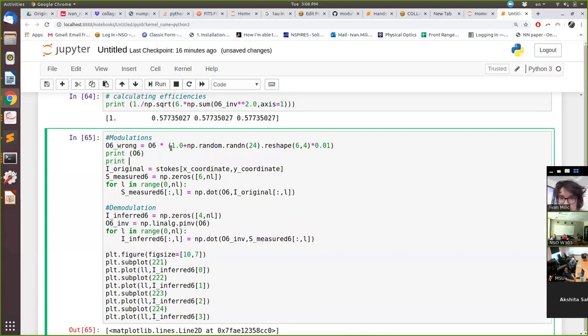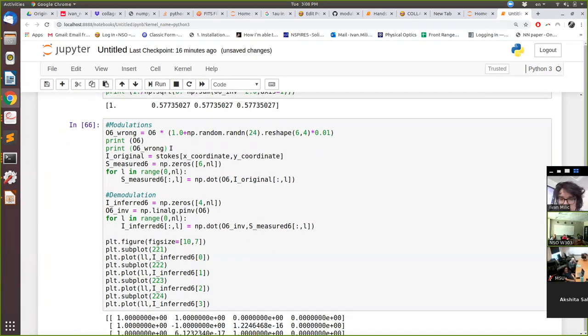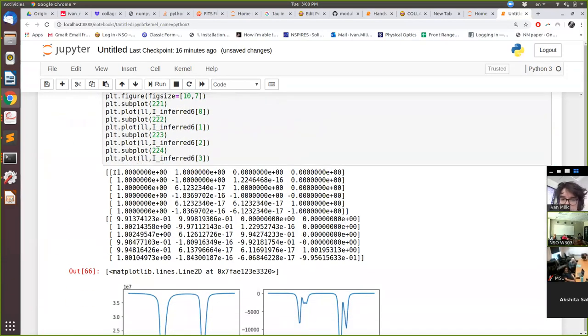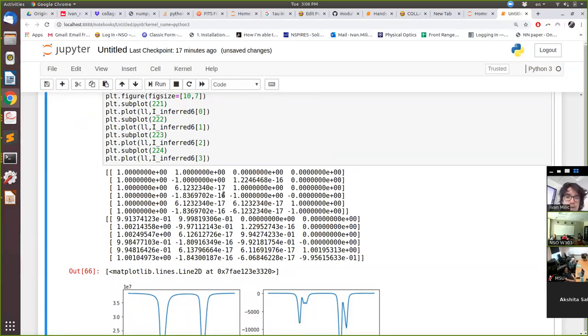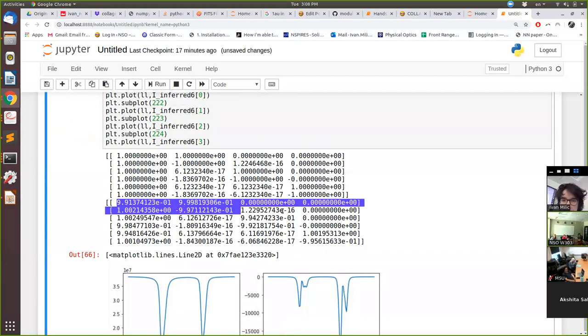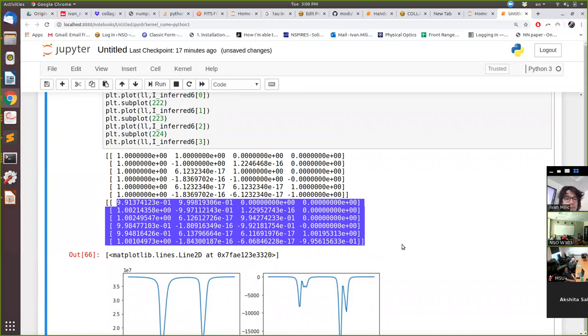Six, and then we print 06 wrong. And here they are. So this is the ideal one here. Only there are all these 10 to the minus 17s, which are numerical. But now you see the wrong one, which is a little bit messed up, right? So you see some things that are happening here. I just multiplied. Probably multiplying is the wrong thing to do because this matrix has to preserve some properties. But to illustrate the point, this is the simplest thing that we can do.